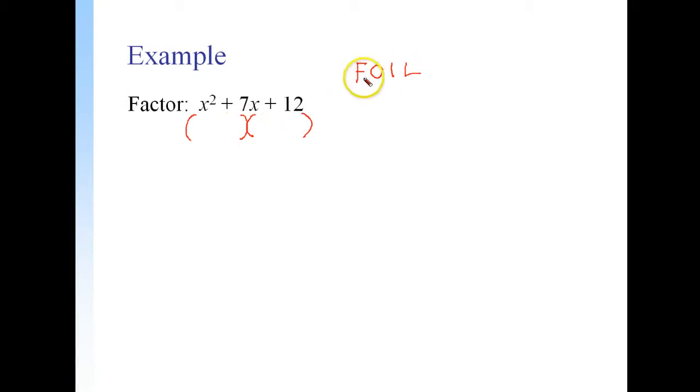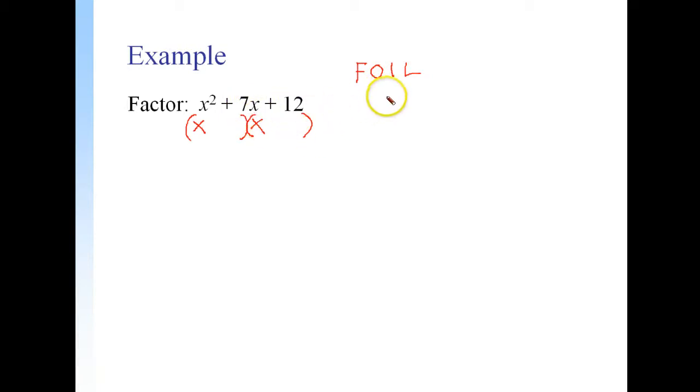Okay, so to get this first term, the F, we multiplied this by this to get that. So that's easy. We're just going to put an x there and an x there. Now then we did the outers, then we did the inners, but we're going to look at the last, the L, right now. Now here we want factors of 12 that are going to go there and there, but that they add up to 7.